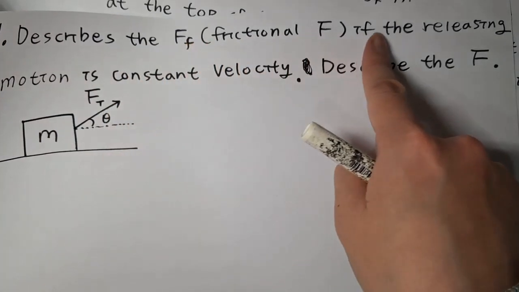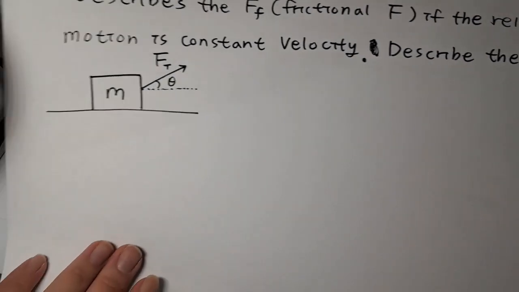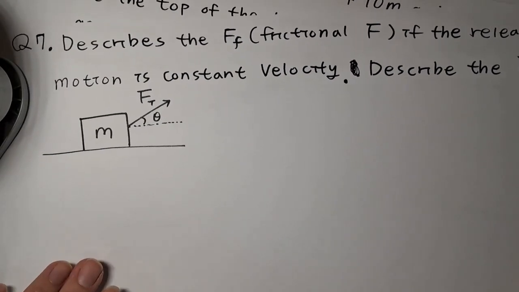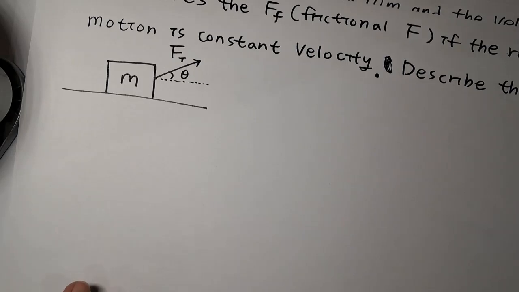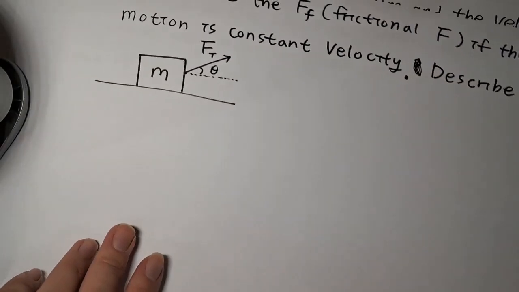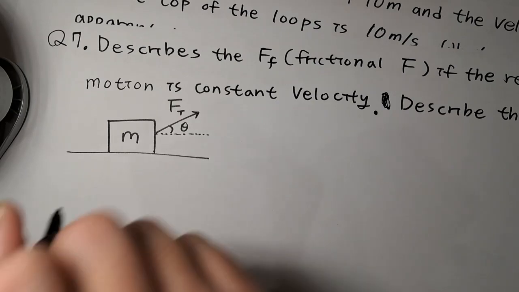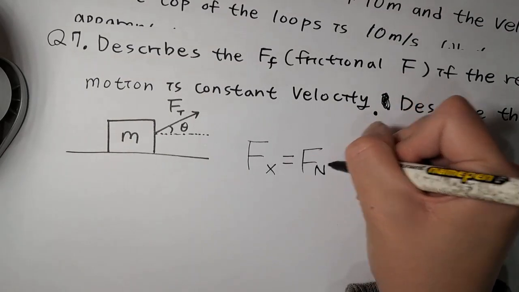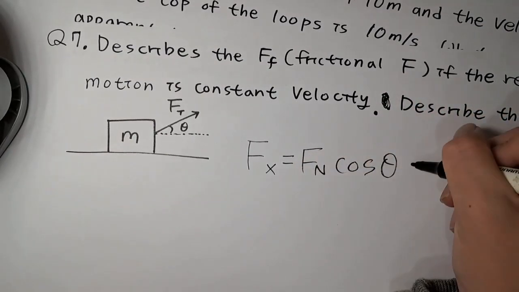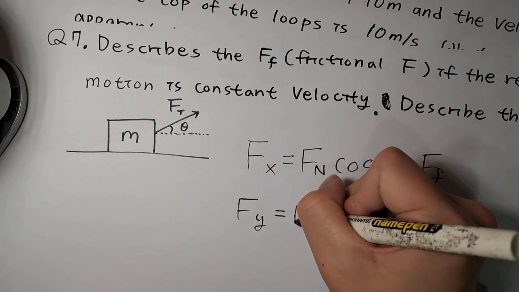Describe the friction force if the released motion is at constant velocity. Describe the force. So we are going to describe the force, and the force along the x-axis is this, and this is equal to the friction force, and the force along the y-axis is going to be this.